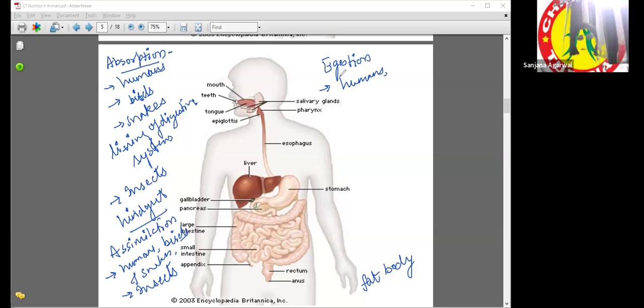Second, in birds and snakes, waste is eliminated. There's a new word. Waste is eliminated through cloaca. C-L-O-A-C-A. In birds and snakes, waste is eliminated through cloaca.